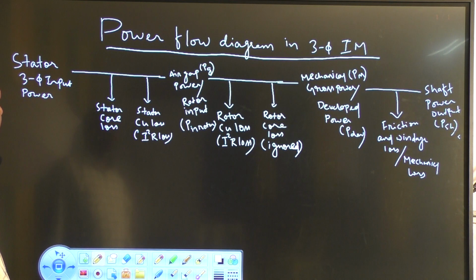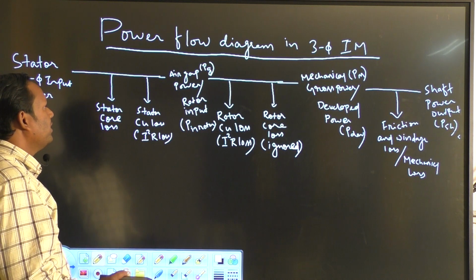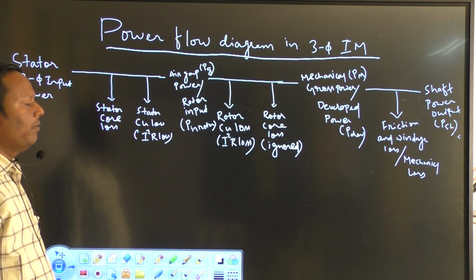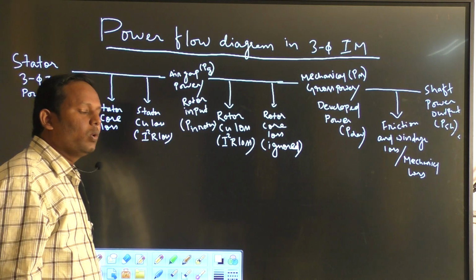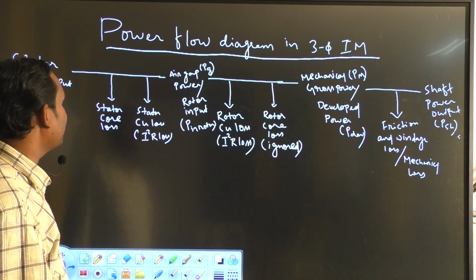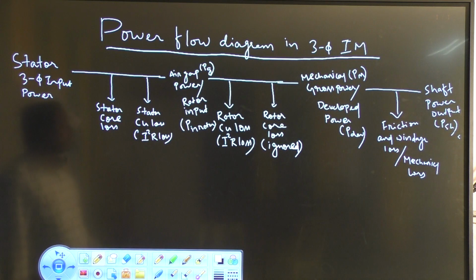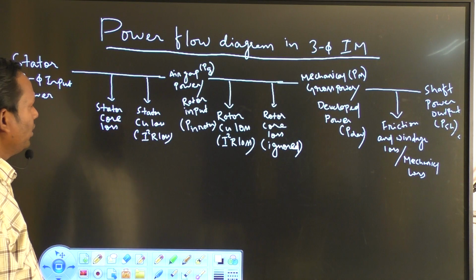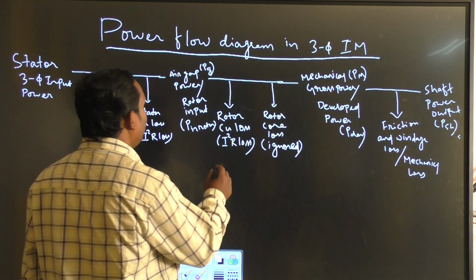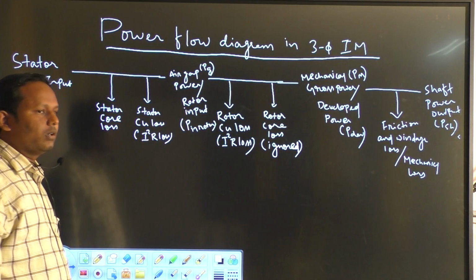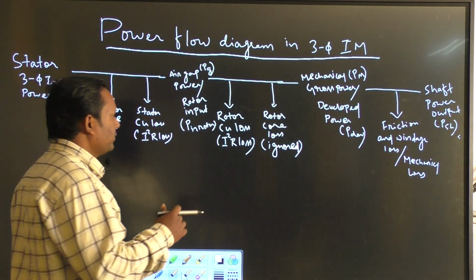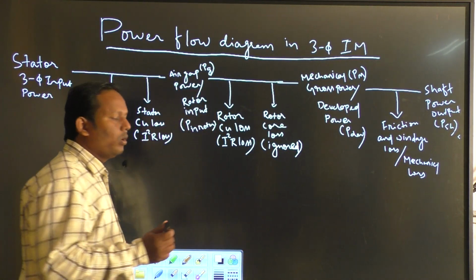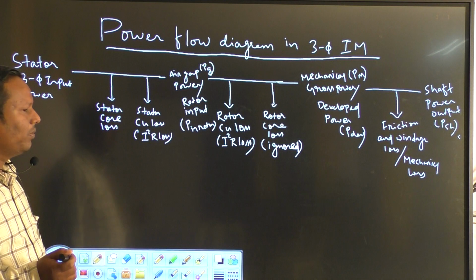After the stator copper loss, two losses occur in the stator, then we get the air gap power, short form PG, also known as rotor input. Rotor input is the stator output, which is the rotor input. Then after the rotor input, rotor copper loss will occur, which is known as I square R loss in the rotor.